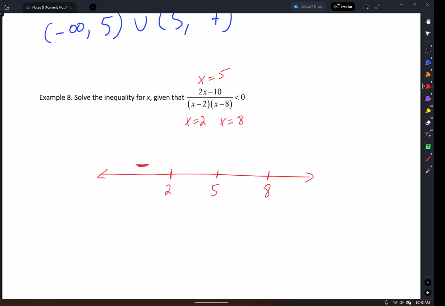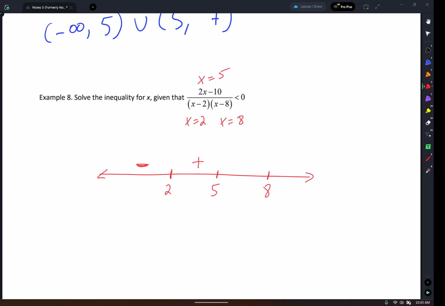Give me a number between 2 and 5. 3, 4, it does not matter. So I'm going to plug in a 3. 2 times 3 is 6. 6 minus 10, positive or negative? Okay, put that in your memory. Negative in the top. If I plug in a 3 in the bottom, 3 minus 2, positive or negative? 3 minus 8, positive or negative? Positive times a negative, so that's what I have in the bottom. What did I have in the top? I already forgot. Negative divided by negative? Put a plus.